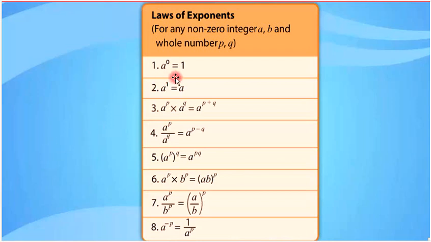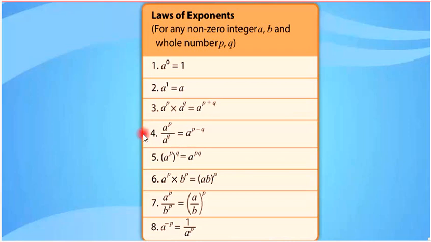Any number raised to 0 is 1. A number which has the power 1 is the number itself. Number 3 shows the multiplication of indices with the same base. A raised to p into a raised to q will be equal to a raised to p plus q.